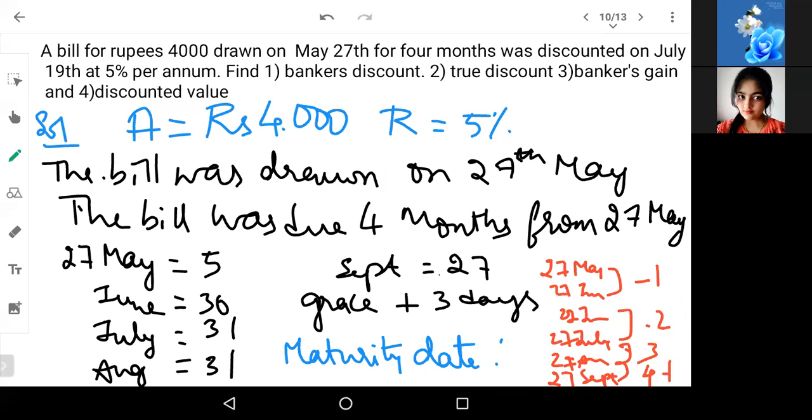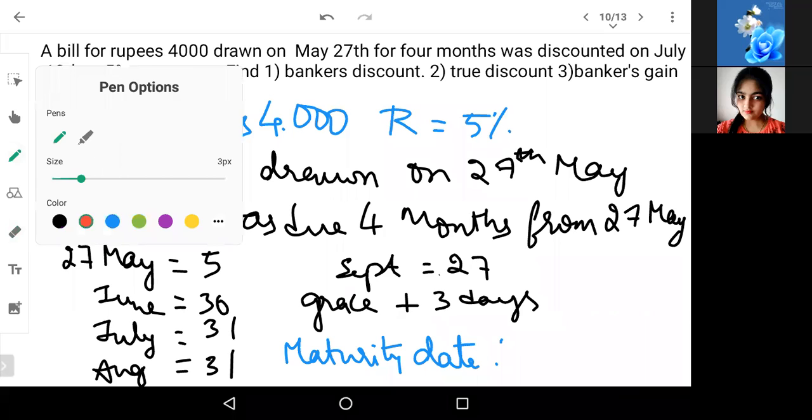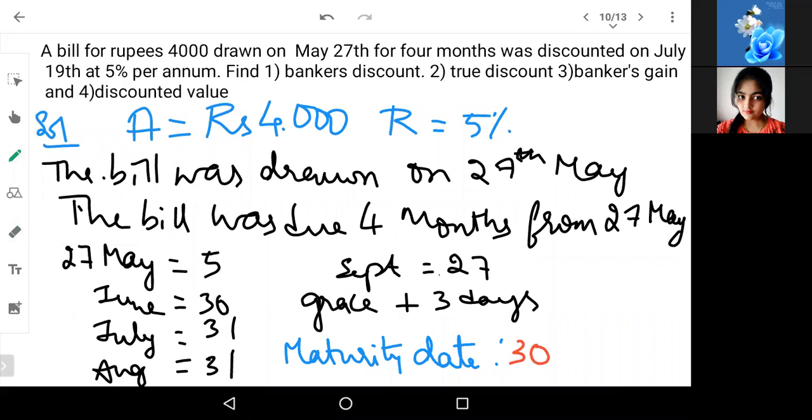Plus 3 days grace. So from 27th September, if you add 3 days, the date will be what? 27 plus 3 is 30th. So the maturity date of the bill will be 30th September.